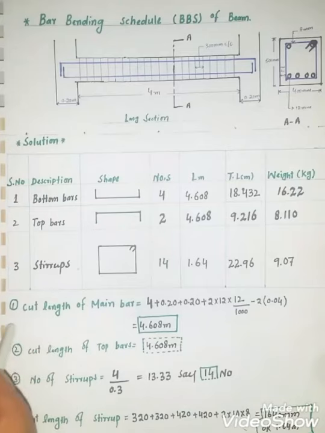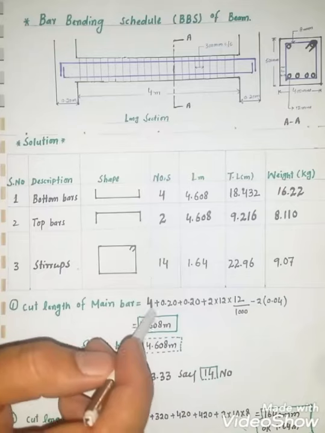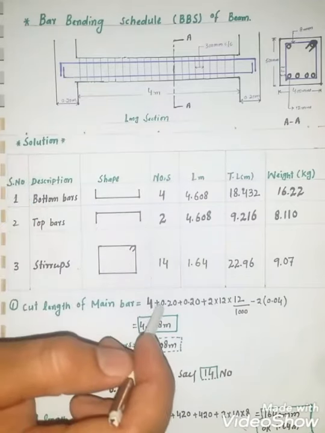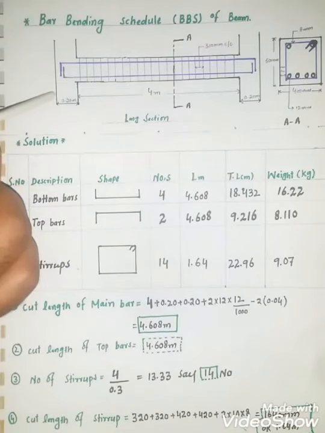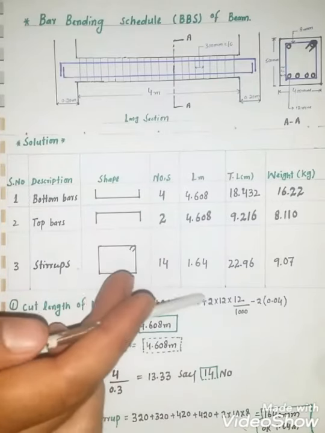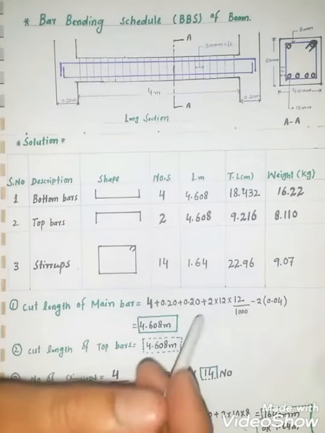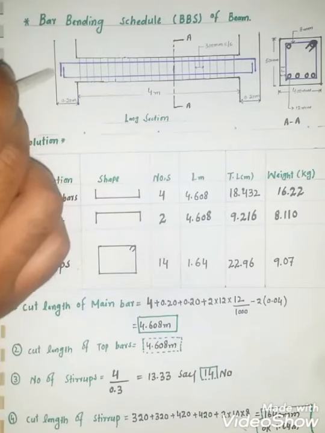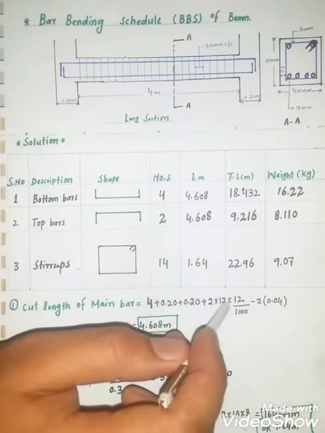Look at this formula. Cut length of main bar is 4, this is the span between two supports, 4 meter, plus 0.20 meter, this is the breadth of the column, plus 0.20 meter, this is also the breadth of the column for this side, plus 2, this is for these two hooks, 1 and 2, multiplied by 12.